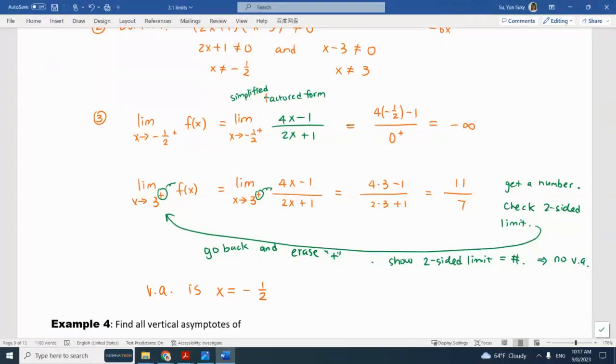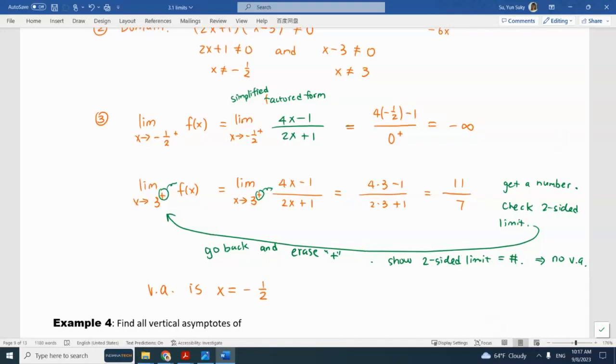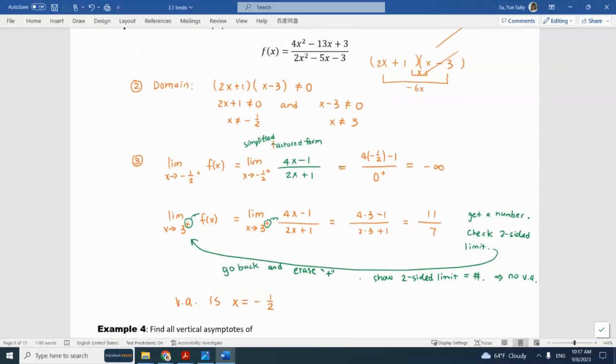And we only have one vertical asymptote. This number, 3, is like a hole. You see the limit goes to 11/7. It's just like a hole, an open circle there. The point is missing. The left side limit and right side limit agree. Is that okay, everybody? This is the complete proof of this problem.